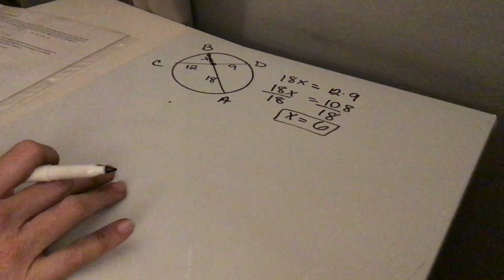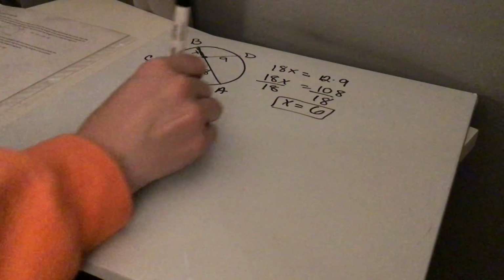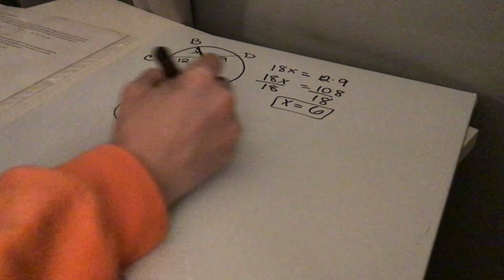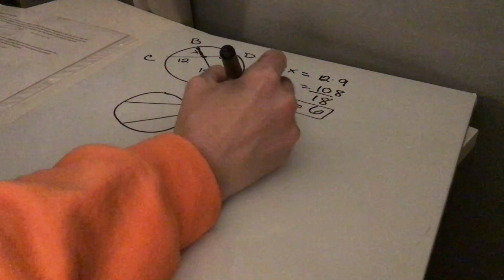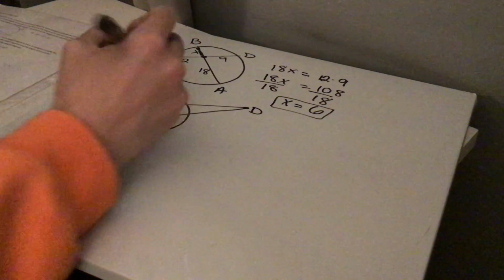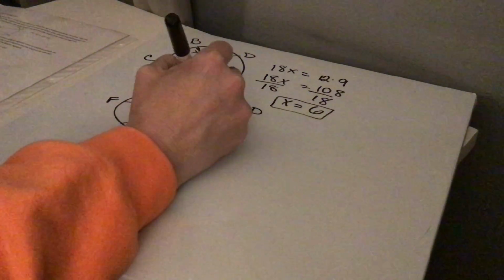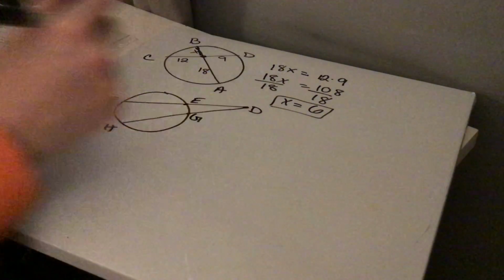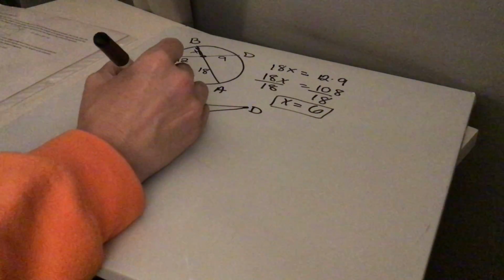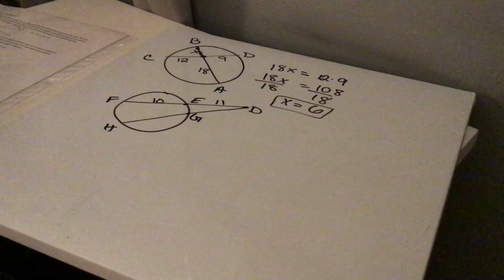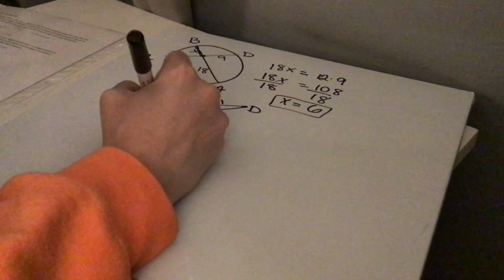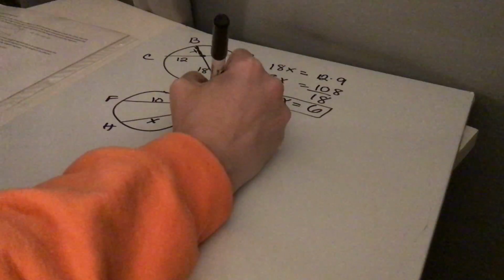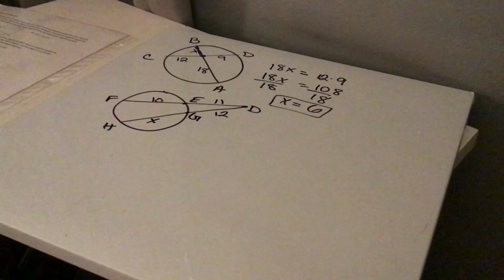We have another circle, okay? And we have two secants. They're intersecting outside at point D. So this is FE and HG. We are told that EF is 10 and ED is 11. HG is X and GD is 12, okay?